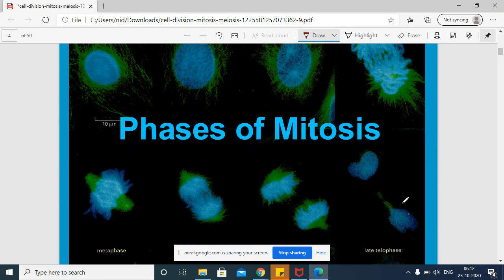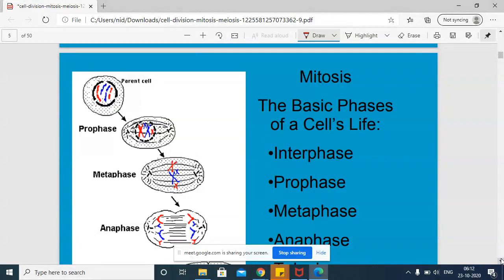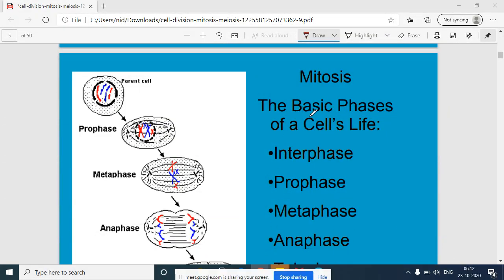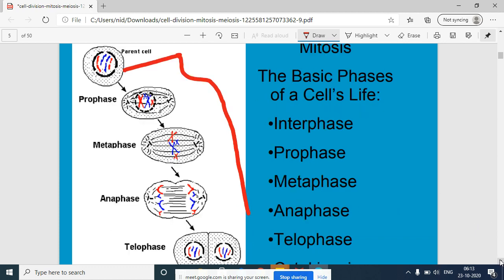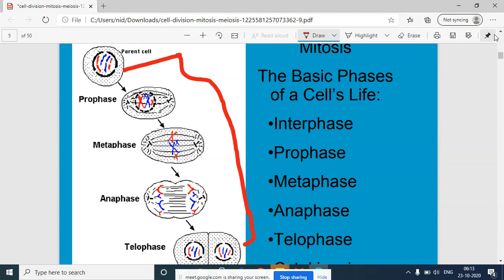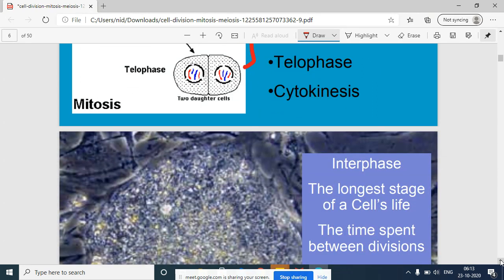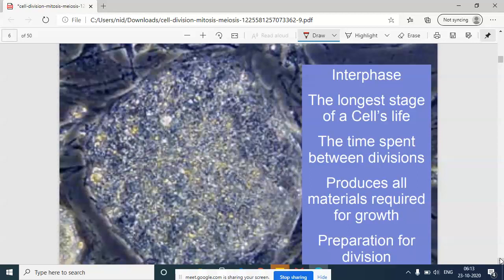So these are the various phases of mitosis that we will learn in detail in today's class. Next, mitosis. In mitosis, we have the basic phases of the cell's life: the prophase, metaphase, anaphase, and telophase. Clear? Any problem till here? Next. So one by one we'll see the characteristics and cytokinesis in the mitosis process.